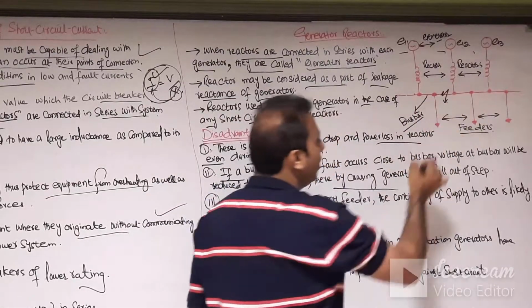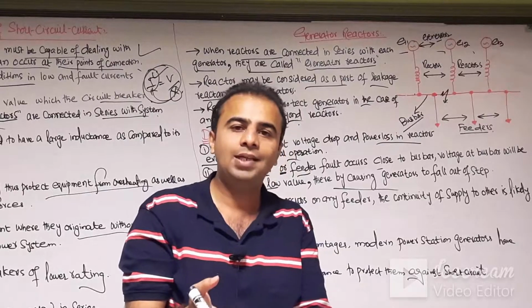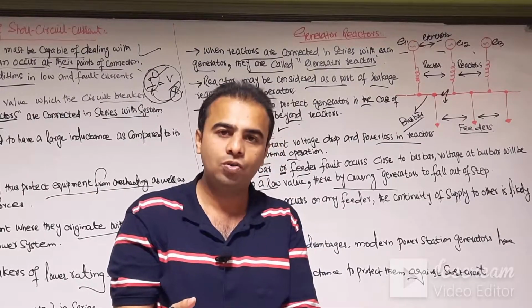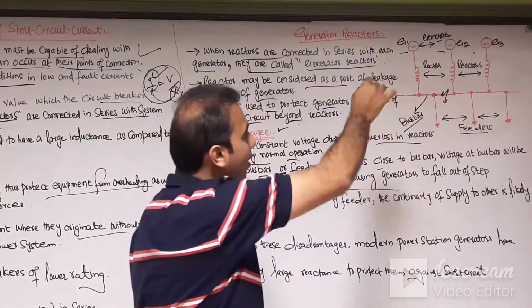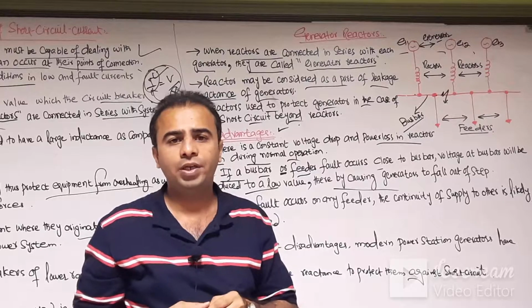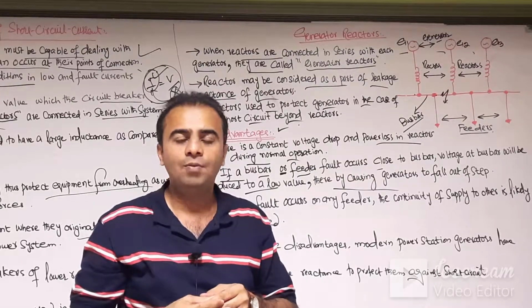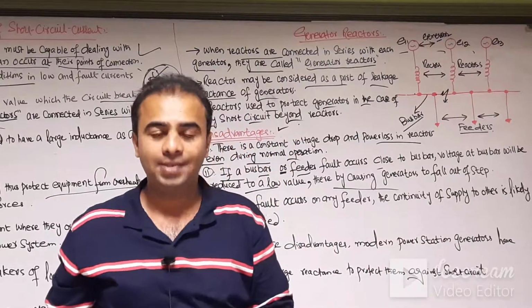The voltage at the bus bar is very low, because whenever a fault occurs, the current is very high and the voltage is reduced to zero. So if the generators are connected in parallel across this bus bar, obviously the terminal voltage of the system will be affected and the generators may lose synchronism.